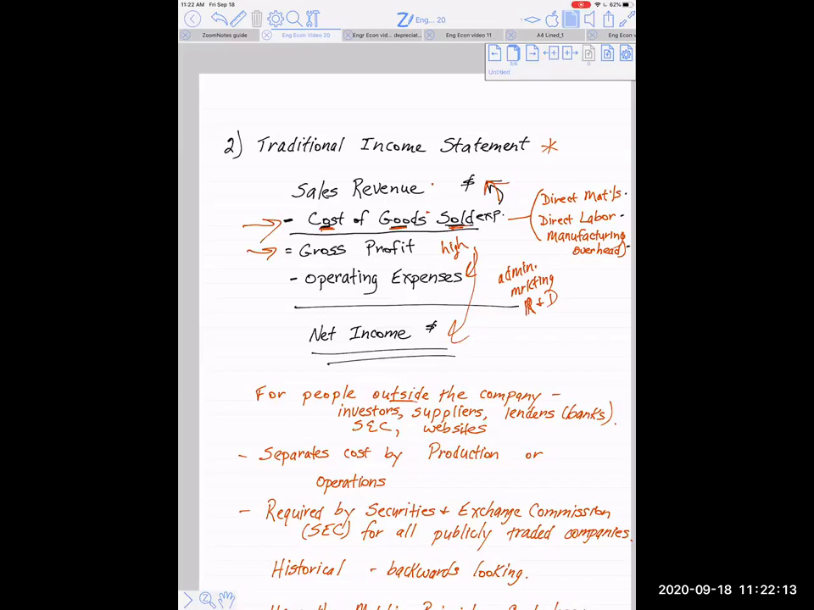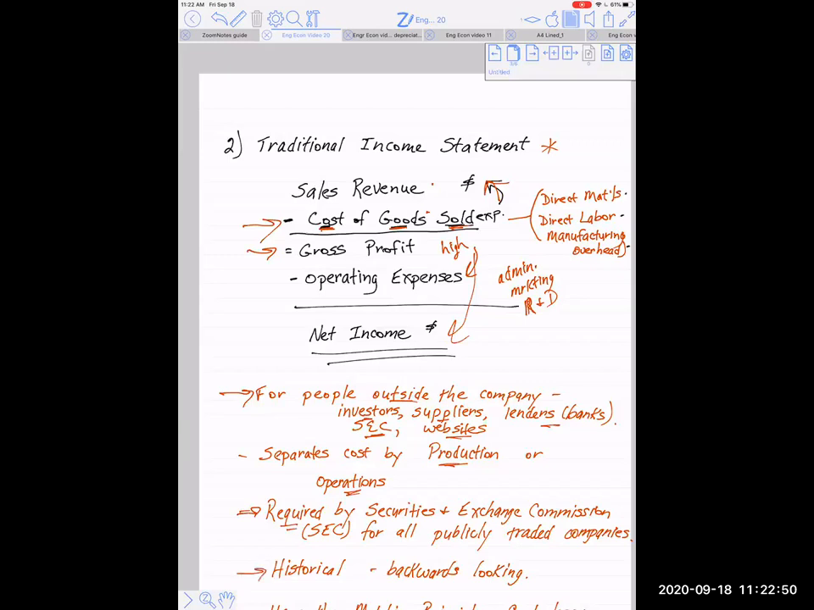This traditional income statement is for people outside the company. So that's why you'd be more likely to see this format. Investors, suppliers, lenders such as a bank, the Securities and Exchange Commission, and this is published on companies' websites for publicly traded companies, those with shareholders and stock. It separates costs out by either production or operations. Those are the two major cost categories in a traditional income statement. This format is required by the Securities and Exchange Commission for all publicly traded companies.